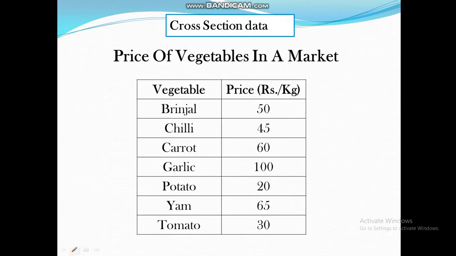Next is the cross section data. Here you can see an example of cross section data, that is the price of vegetables in the market. We have the price of brinjal, the price of chili, the price of carrot, the price of garlic. Like this we have many variables, more than one variable, and we are measuring at a single point of time. For example, I'm measuring the price of brinjal, chili, carrot on Sunday. Like this I'm measuring only at a single point of time. So this is an example of cross section data.